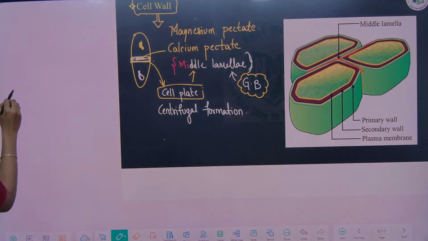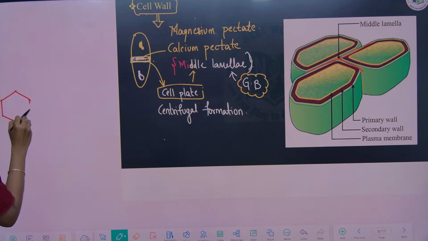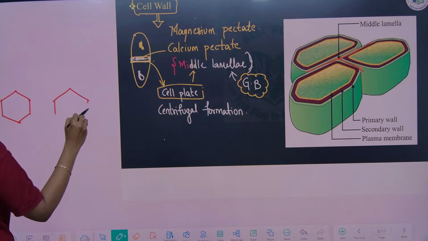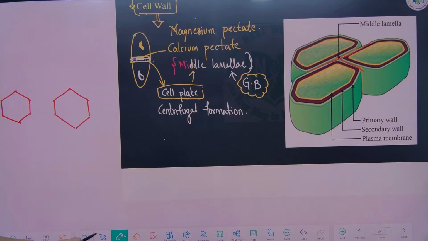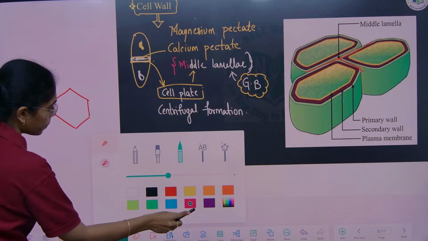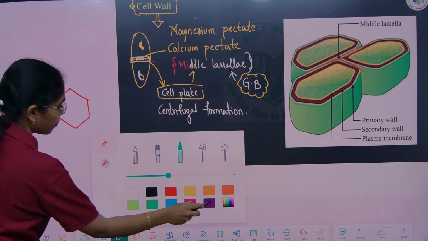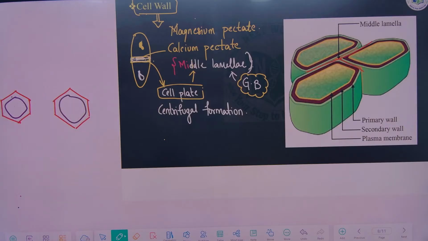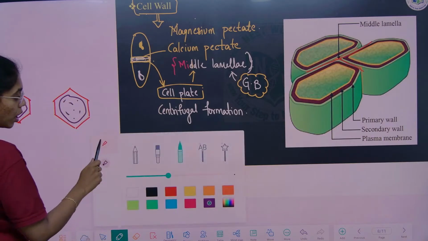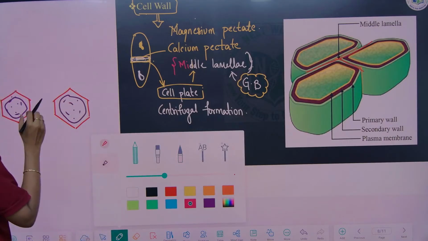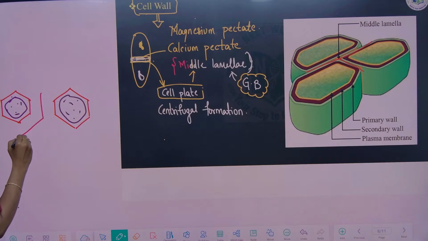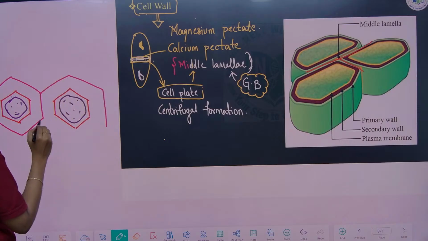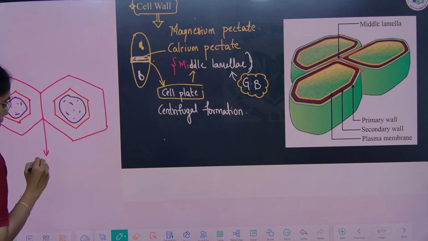Here we go. Suppose these two are plant cells with plant cell walls. At the center, this is the plasma membrane, and these are the organelles which are present inside. In between two cell walls, the first layer which is formed is middle lamella. This is the common wall between two plant cells.